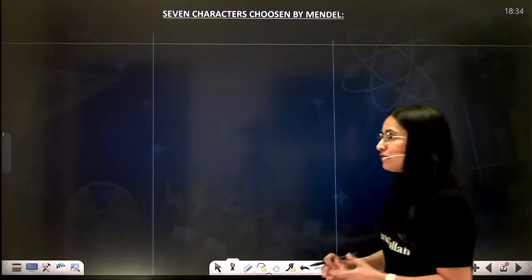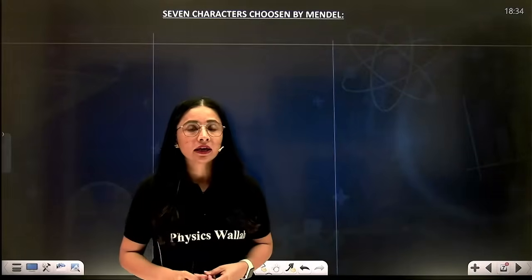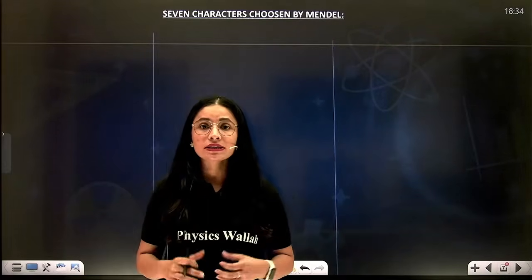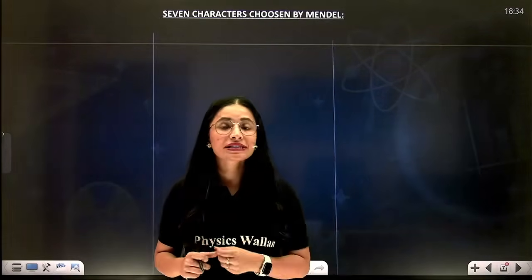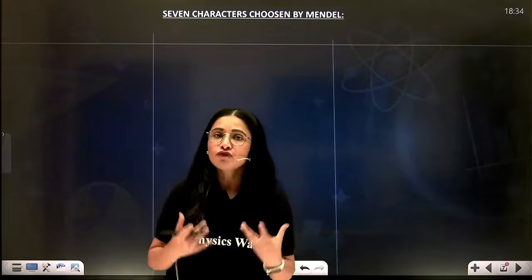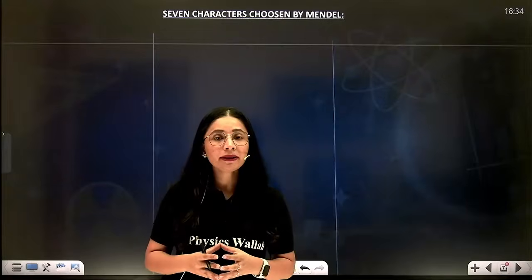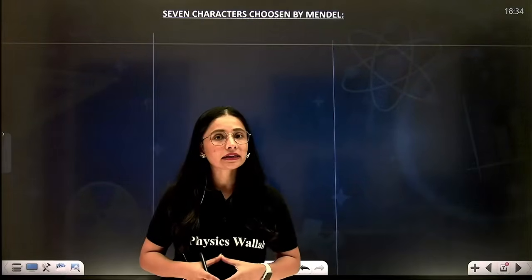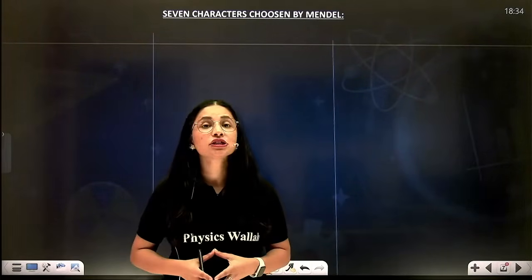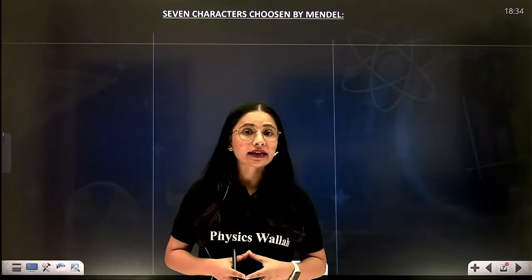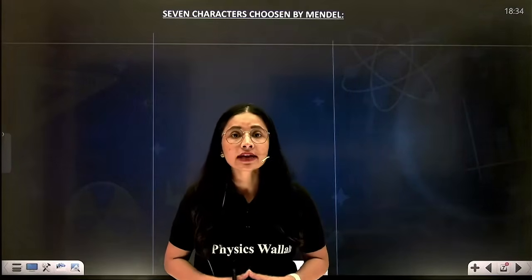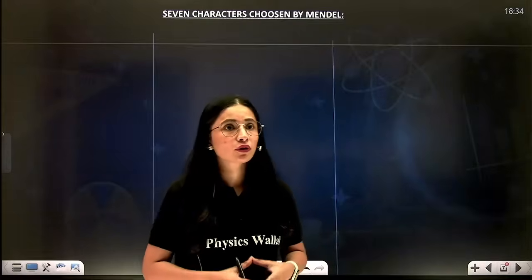Okay, now before we start with the work of Mendel, we should know what were those genes which were selected by Mendel for his study purpose. Now, Mendel chose 7 genes controlling 7 different characters located on 7 pair of homologous chromosomes.